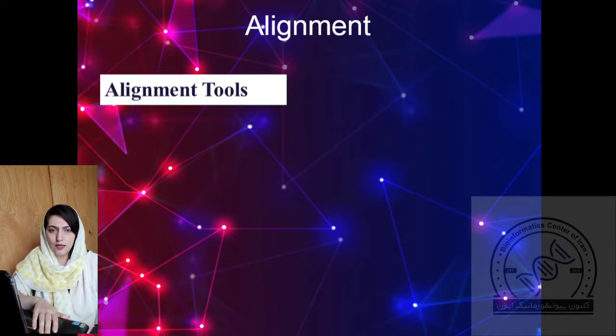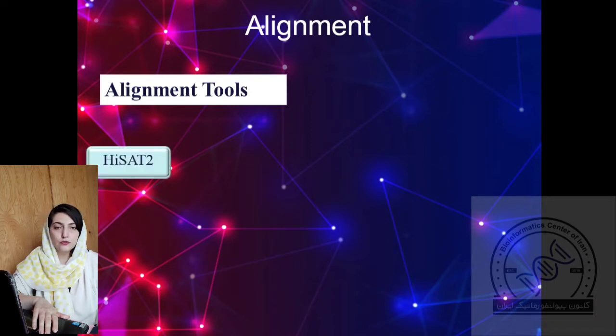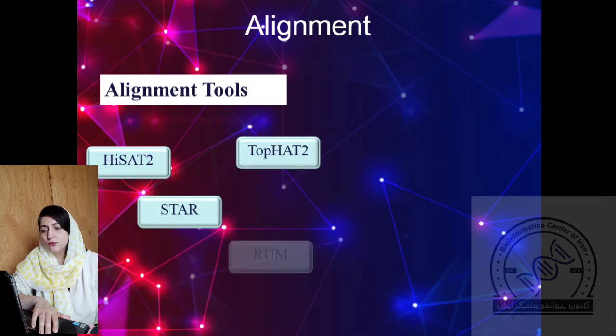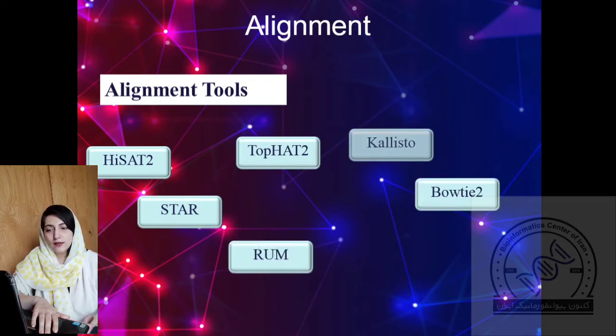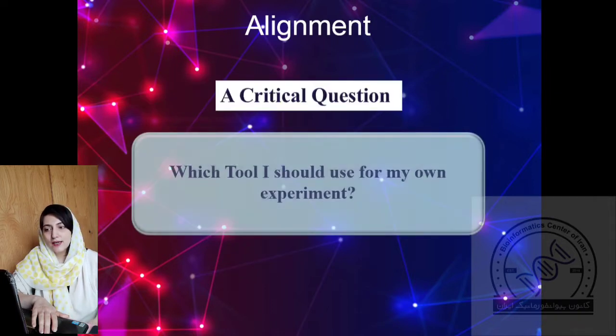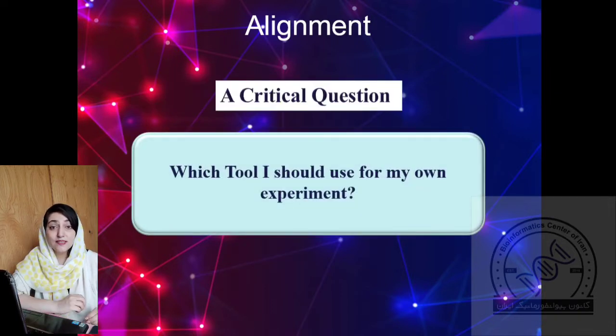So we have several alignment tools. When we are going to start an RNA sequencing data analysis, we face this issue. Okay, I have several tools like HISAT2, STAR, TopHat2, Bowtie2, Kallisto, Salmon, Sailfish, and so on. But which tool should I use? Well, if you ask me, I would say this is a critical question, but it depends on what you are looking for in your study.